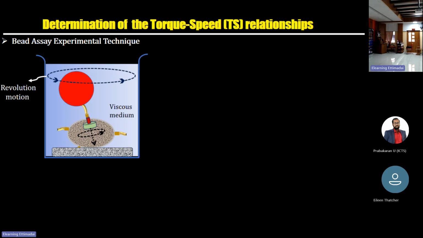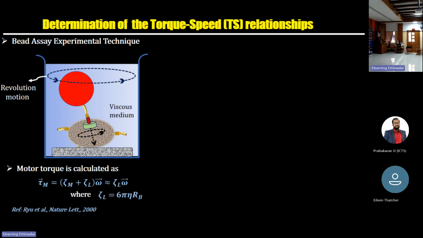So how can they measure the motor torque? You can see this is the revolution motion. Motor torque is calculated as this, where this is the motor torque and this is the rotational drag coefficient. Rotational drag means that if this latex bead is rotating in a viscous medium, it faces some friction, a frictional force. You can think of it as the rotational drag coefficient of the motor, and this is the load. In experimental language, you can say this is a load.